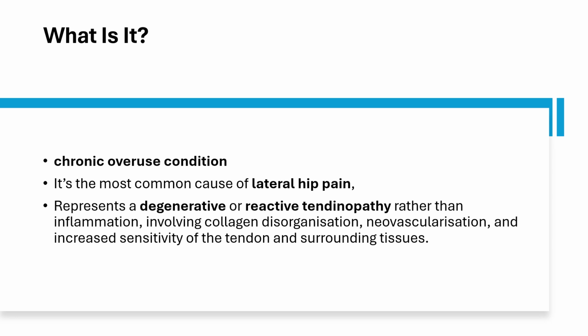It is the most common cause of lateral hip pain, often previously referred to as greater trochanteric pain syndrome. Now, this condition represents a degenerative or reactive tendinopathy rather than inflammation, involving collagen disorganization, neurovascularization, and an increased sensitivity of the tendon and the surrounding tissue.